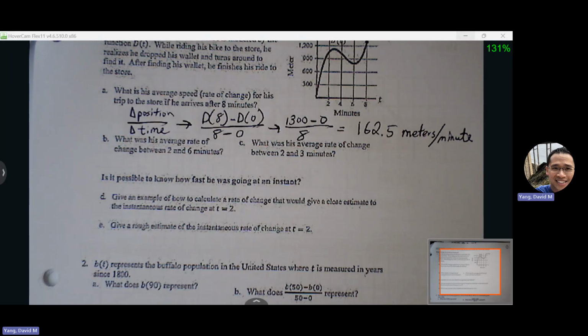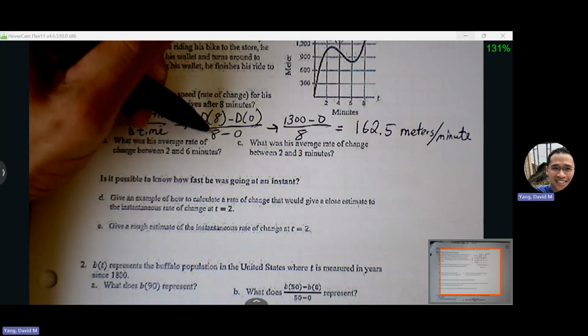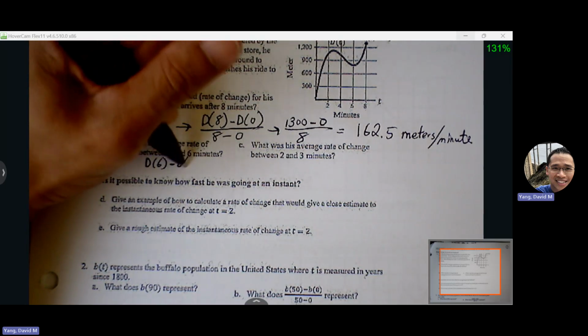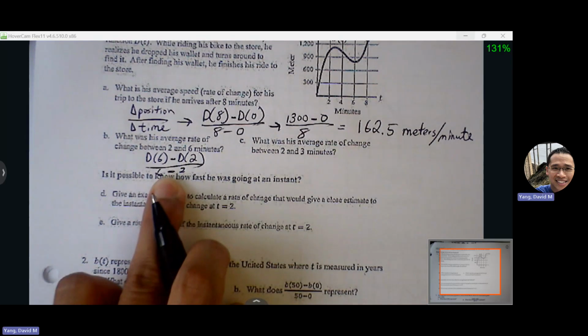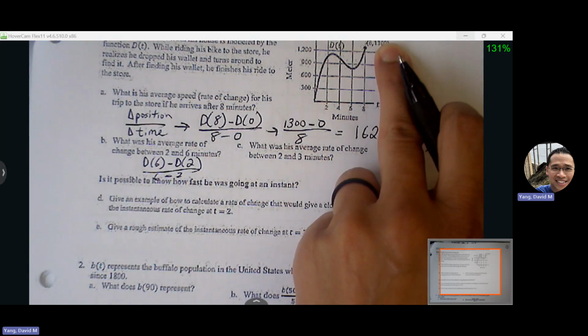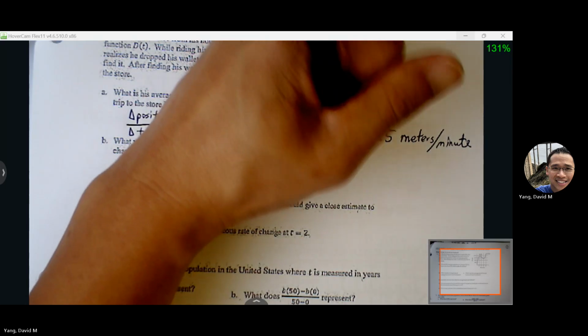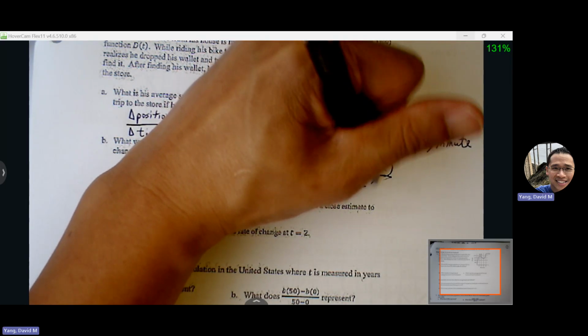Part B, what was his average rate of change between 2 and 6 minutes? So we can just use those as our endpoints, right? Similar to this, we just have different times that we're dealing with here. So d of 6 minus d of 2 divided by 6 minus 2. Okay, we can just set it up. The rest is just plugging into the calculator and finding the meters. And his average rate of change between 2 and 3 minutes is d of 3 minus d of 2 over 3 minus 2.